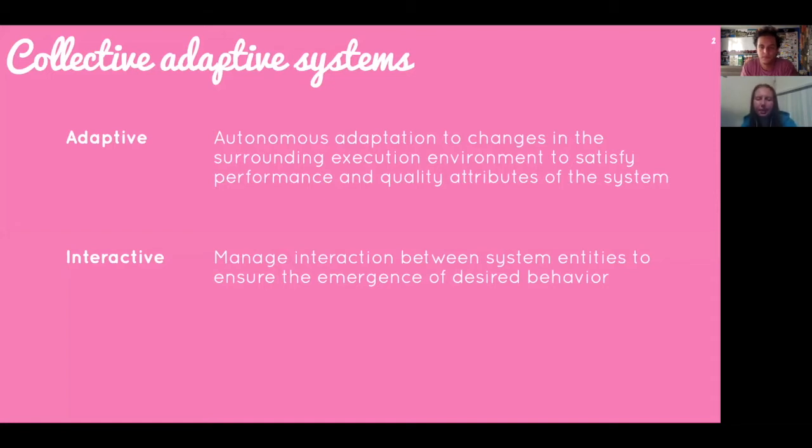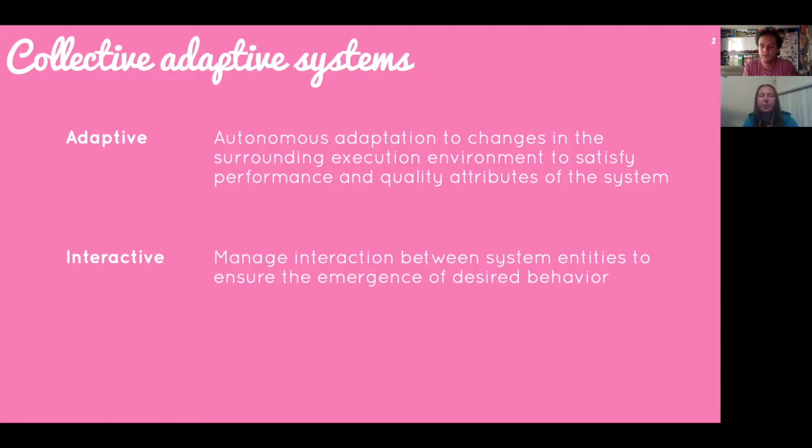So to start off, in order to discuss engineering of collective adaptive systems, we need to focus on engineering of what we consider to be two main components of every CAS. Those are the individual components within the system, which can be subsystems themselves, which have their own functionality, their own goals, and need to adapt their own behavior to their surrounding execution environment. So the first part in addressing engineering of CAS is addressing adaptivity or self-adaptivity of these individual components.